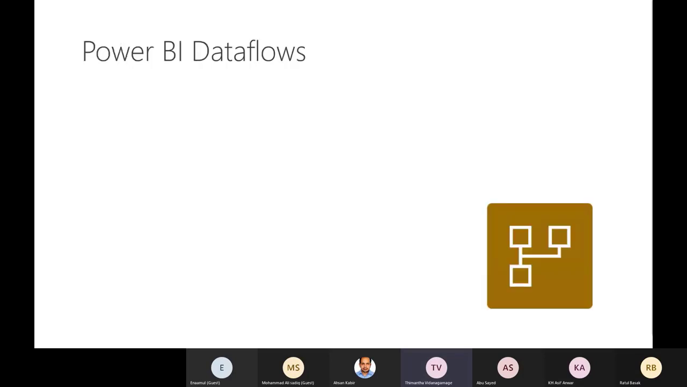So I would take you through a bit of that, and in terms of Power BI dataflows, that's something important and something that not everyone is aware of.